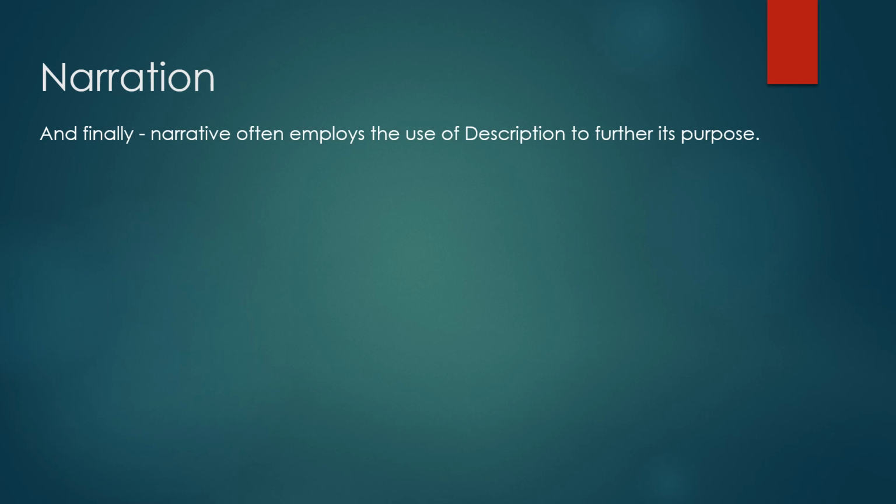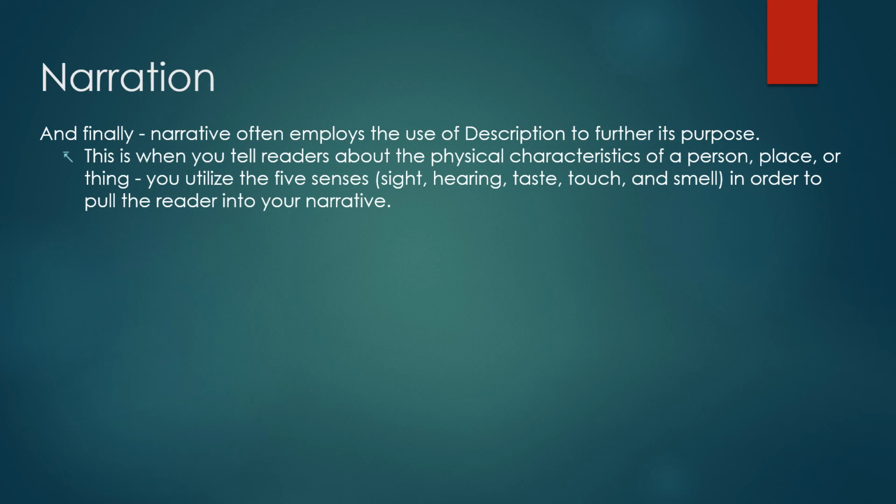And then finally, again, narrative employs the use of description to further its purpose. Descriptive writing in general is useful. If you're using narrative, especially a first-person narrative, you want to give your reader a reason to care about your own personal I think and I did this point of view. So descriptive writing can often do that to create a dominant impression to support your thesis. And this is, of course, again, you tell your readers about the physical characteristics of a person, place, or thing. You utilize the five senses, and you pull the reader into your narrative through the use of word connotations. Why use the word ran when you could use the word bolt to describe your dog running away, for example, right?